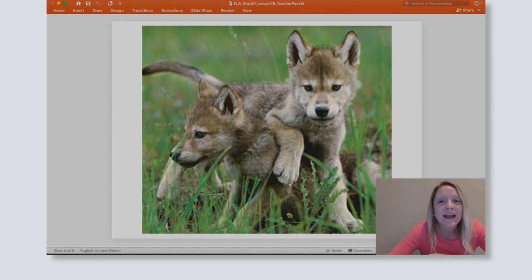Now, the author writes in this paragraph that since they live together in those packs and they hunt together and they watch out for each other, they must learn to communicate. Now, that is a big word, boys and girls, right? You might have heard it before.